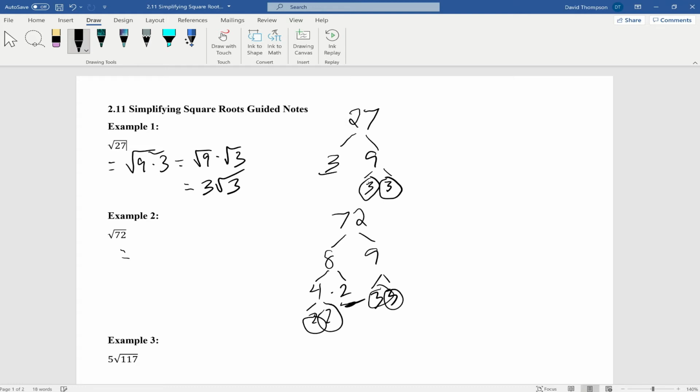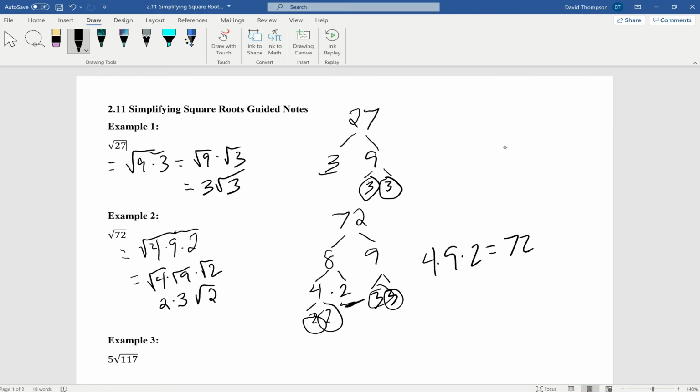So we write the square root of 72 as the square root of 4 times 9 times 2. If we multiply all these together, 4 times 9 times 2, that's going to give me 72. So we can do the square root of 4 times the square root of 9 times the square root of 2. Square root of 4 we know is 2. Square root of 9 we know is 3. And square root of 2, we're just going to leave it. And 2 times 3 is going to give me 6. So my final answer will be 6 root 2. And we're done.